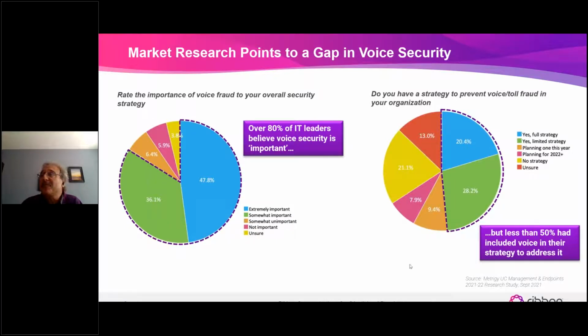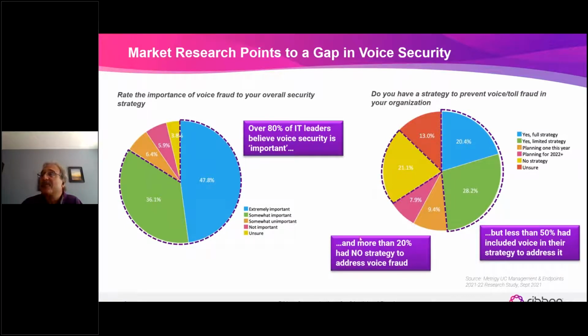And even more concerning was this 21% that had no strategy at all. Now, this survey was run in 2021. So you do see that there were some people planning on doing something in 2021, as well as people planning it for 2022. What I think is interesting here is the survey results lined up well on the left. The actual implementation may or may not be following up with the intent.